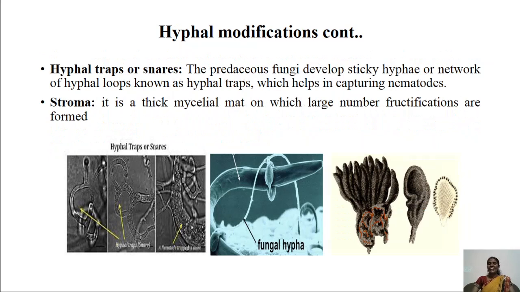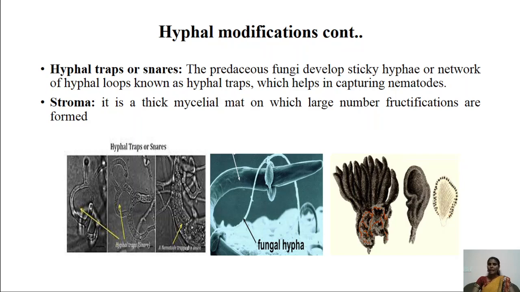Then coming to the next hyphal modification, that is hyphal traps or hyphal snares. So these structures are usually observed in case of predaceous fungi, which develop sticky hyphae or a network of hyphal loops known as hyphal traps, which generally help in capturing nematodes.